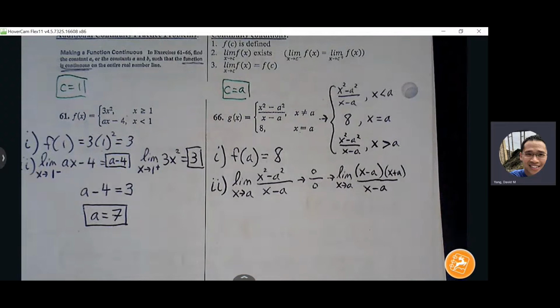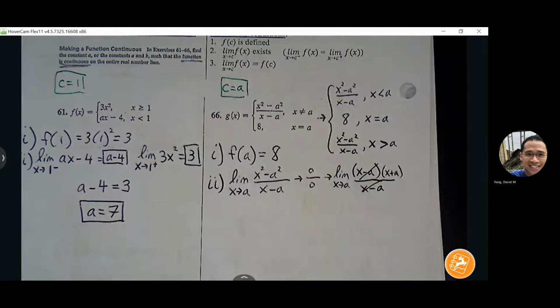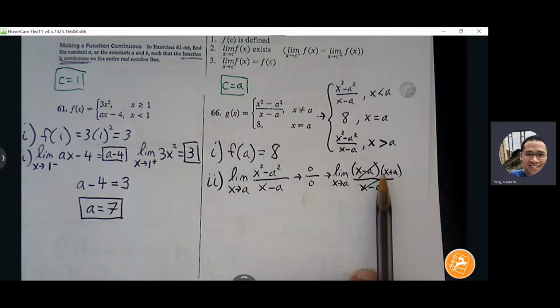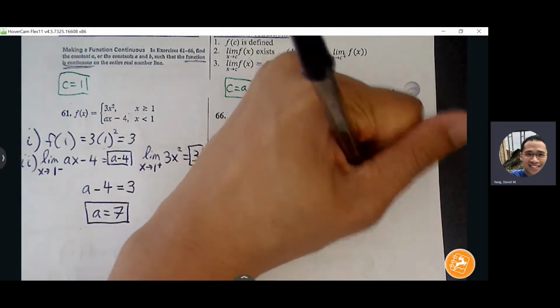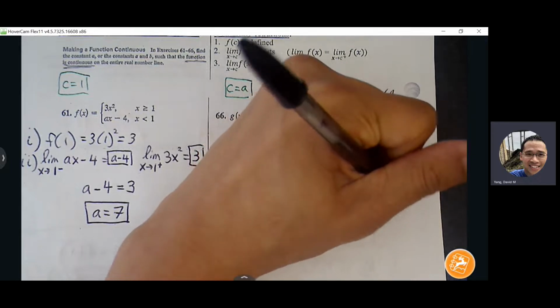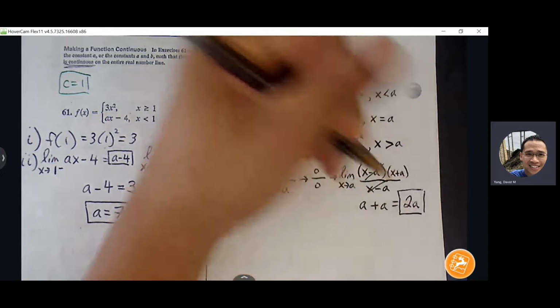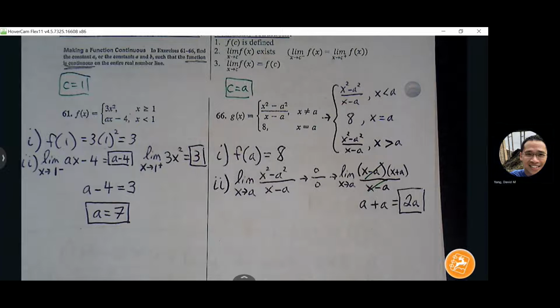Right, do we see the cause of that 0 over 0? We do. We can remove it. But we still have to reevaluate. So what do we get? X plus a. We have to insert a in for x. So what do we get? 2A. A plus A, which is equal to 2A. Now, we still haven't solved for A yet, but we do have a limit. The limit is 2A.